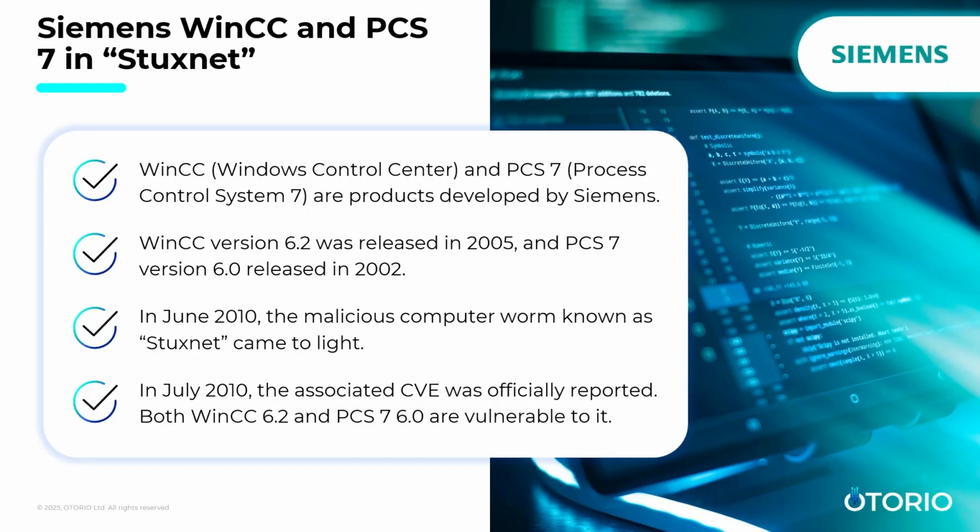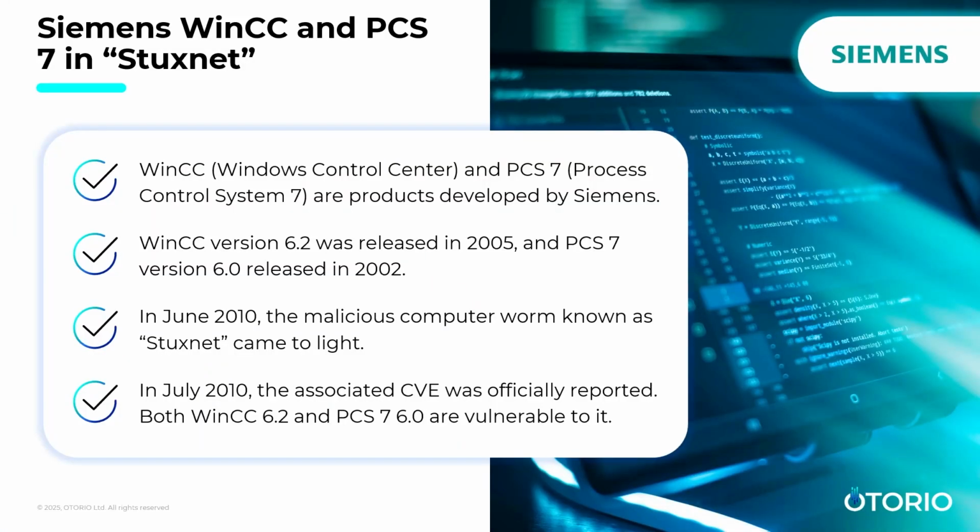Let's take another interesting example. Stuxnet, we're all aware of this event. Siemens devices, we're talking about WinCC and PCS7 software-based devices that are quite common we see within many environments. We're talking about WinCC version 6.5 that was affected, released from 2005, and PCS7 version 6 from 2002. And in June 2010, basically the Stuxnet event came to light. And in July, Siemens released, of course, patches and CVEs according to that.